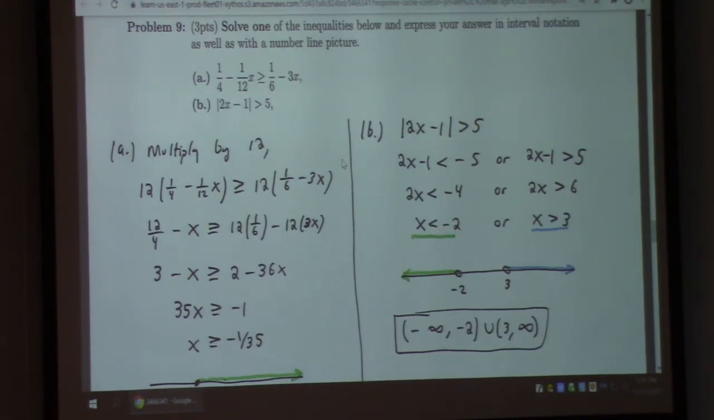So be aware of this fact that when we solve absolute value, if it's less than, it works different than if it's greater than. You need to be aware of this distinction and be prepared to solve either kind of problem, all right?